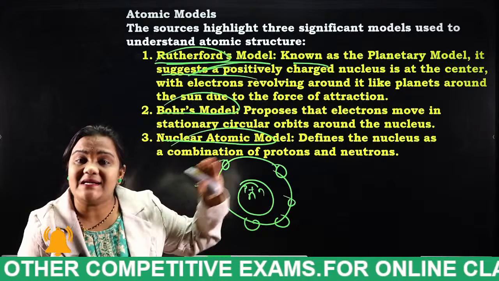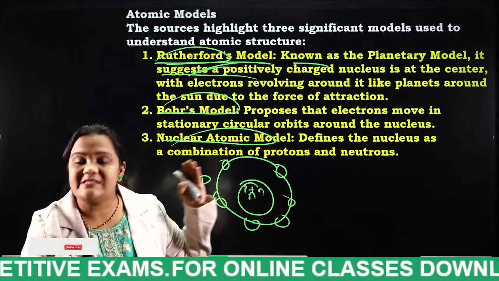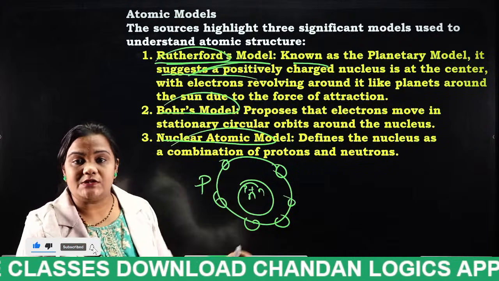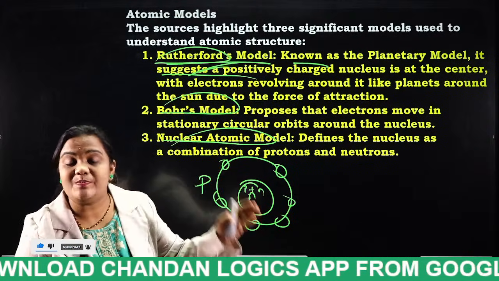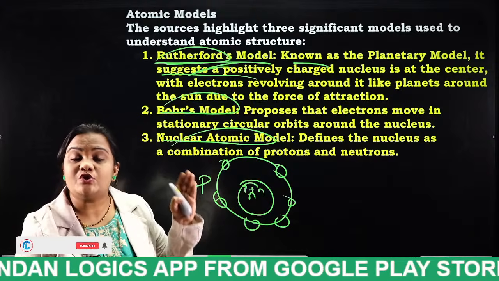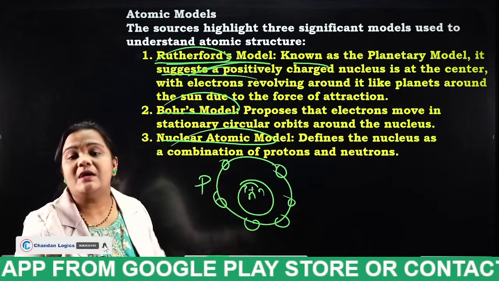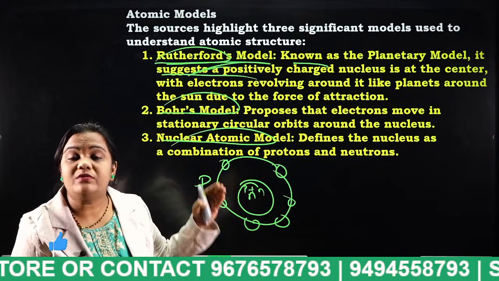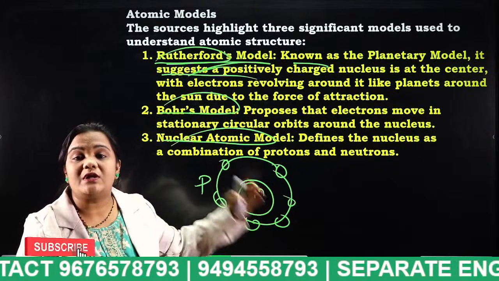So what will this planetary model or Rutherford model say? Just as the planets revolve around the sun, in a similar way the electrons will revolve around the nucleus. The nucleus is nothing but protons plus neutrons. The combination of protons plus neutrons gives us the nucleus. Okay, the electrons are revolving. How are they revolving? How are the planets revolving around the sun?